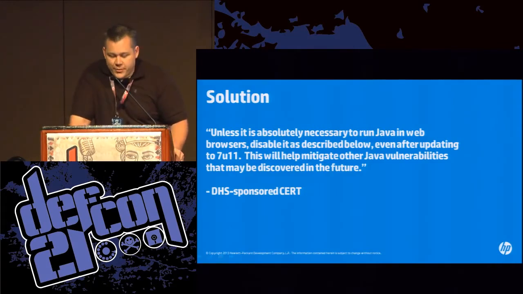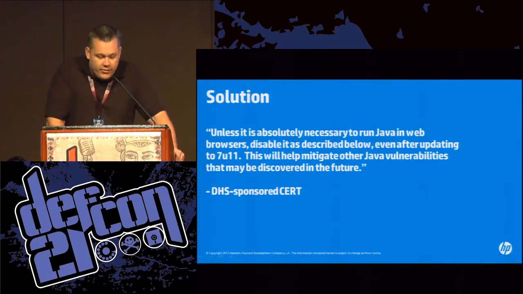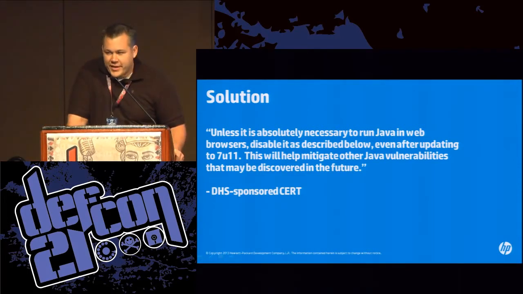The first thing we're going to do is start with the solution actually provided to us by the US government. "Unless it's absolutely necessary to run Java in a web browser, disable it as described below. Even after updating to 7U11, this will help mitigate other Java vulnerabilities that may be discovered in the future." This actually came from an advisory on the day that they released U11. So the US government is telling you that you should not use the latest version of a software.